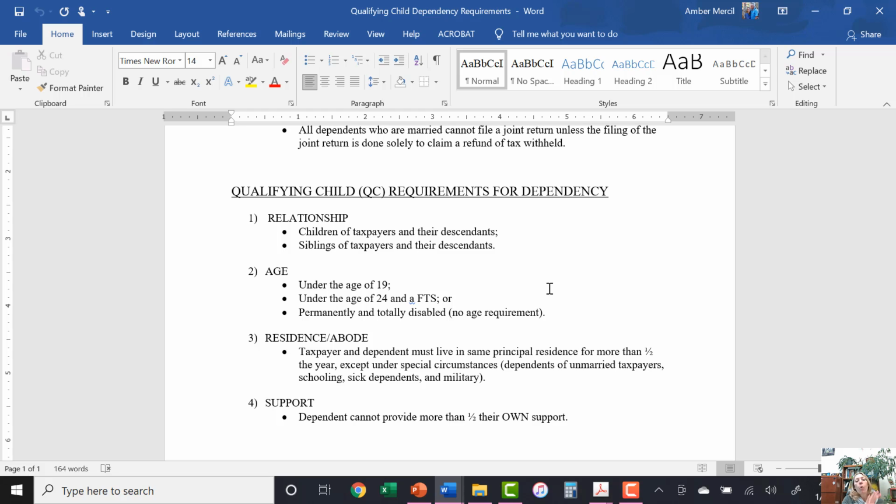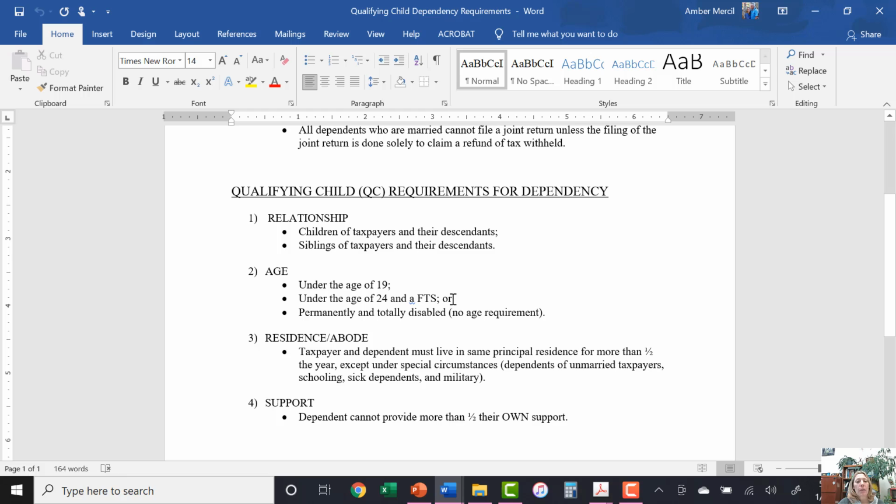Qualifying relative rules, that relationship test is blown up. It's expanded. But we're only looking at children or siblings of the taxpayers and descendants of either. The age test has 3 pieces. If you are under the age of 19, you automatically meet the age test. If you are under the age of 24 and a full-time student, then you automatically meet the age test. If you are permanently and totally disabled, there's no age requirement, but it has to be documented that they are permanently and totally disabled.